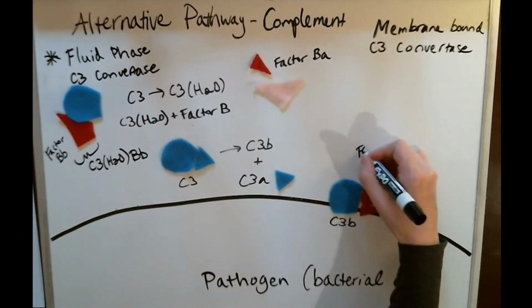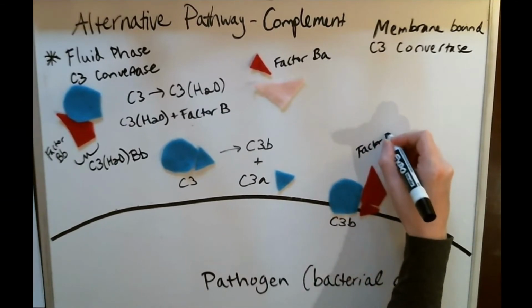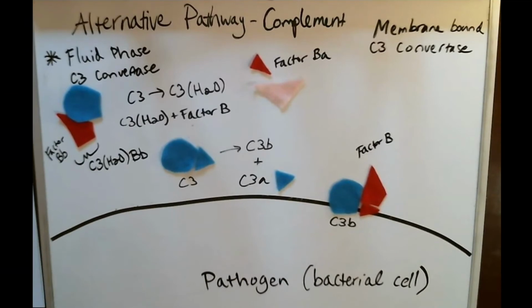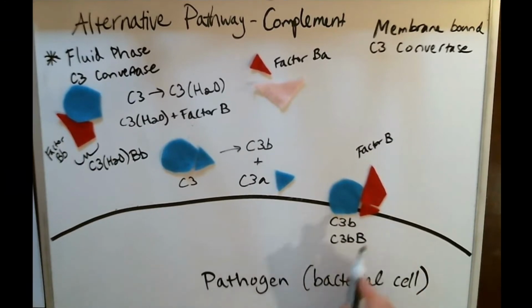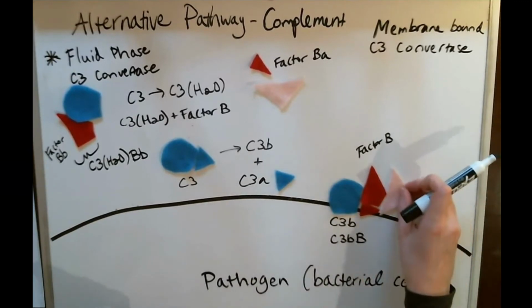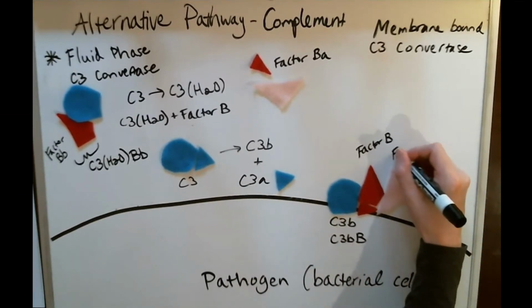So here's factor B, our red protein. And then we're going to have factor D associate with that complex. So right now this complex is often abbreviated C3bB, C3 little b capital B. That's factor B associated with C3b. Now we have factor D come in.